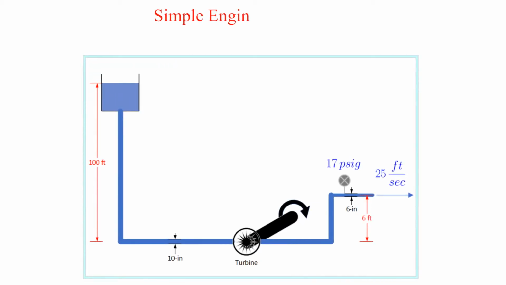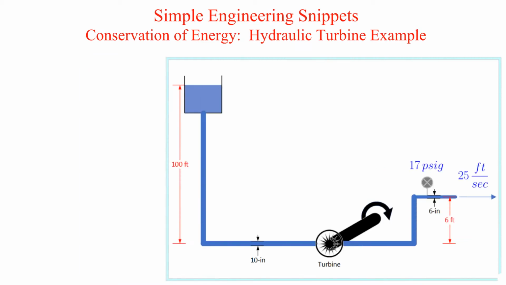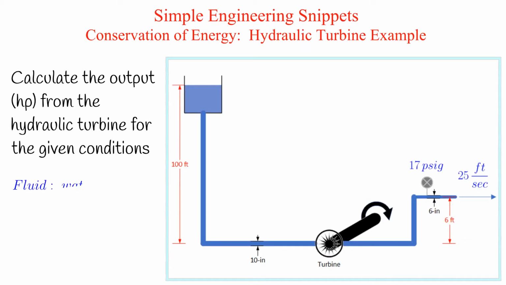In this instructional video, we will use conservation of energy to calculate the power output from a hydraulic turbine. I hope you find it useful. Here is the problem statement and the corresponding picture of the system.